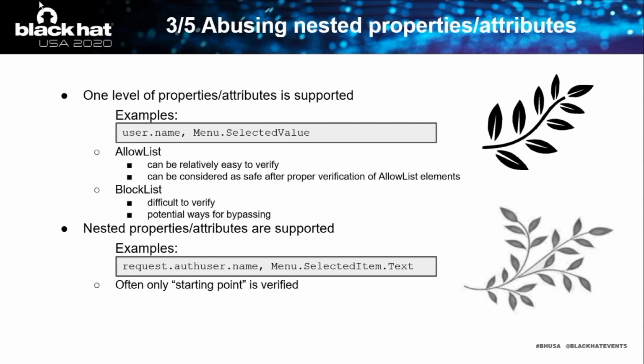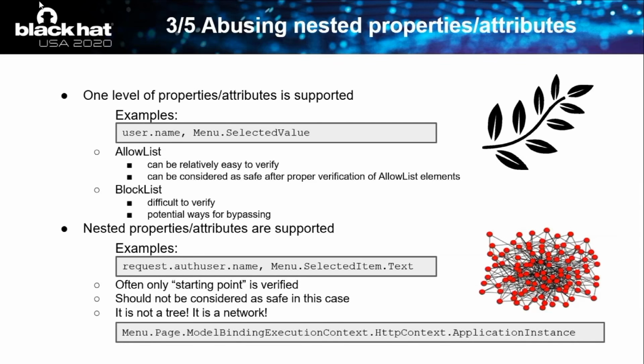The most interesting case for us is when access to nested properties or attributes is allowed. For example, request.authUser.name or menu.selectedItem.text. Because of the branch and leaves analogy, many developers may imagine this case as a branch with branches and leaves, and they can apply a filter only for the first level objects. But it's not a tree, it is a network, and we may jump from one branch to another or even to the trunk. For example, on the slide we can see how to access the application instance from a menu control.